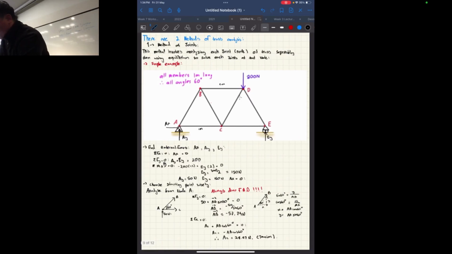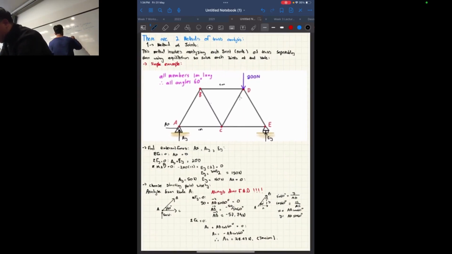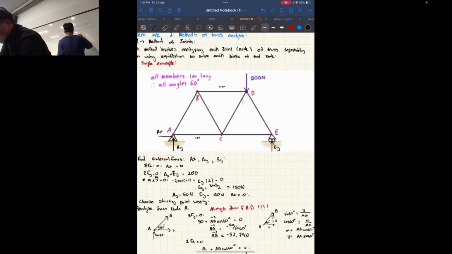There are two methods of truss analysis. One is the method of joints. This method involves analyzing each joint or node of the truss separately, then using equilibrium to solve each joint at that node.